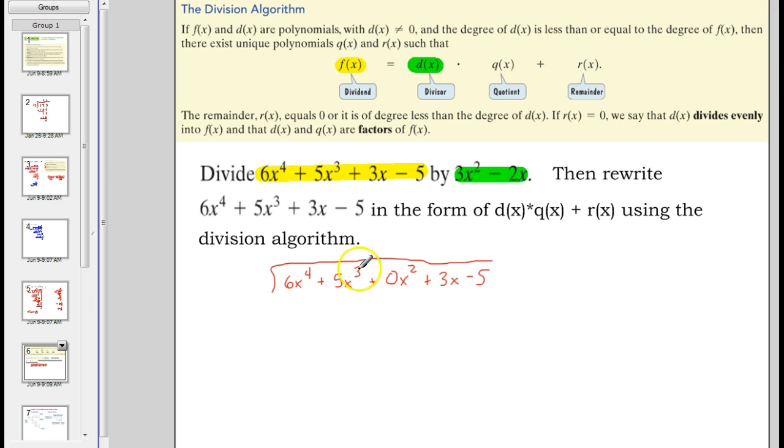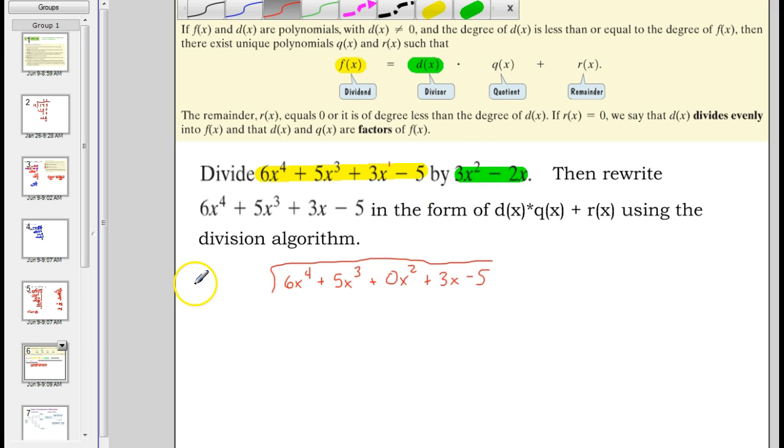Notice when I wrote out my dividend, it skips over from cubes, degree 3 to first degree, and I account for that with the 0x squared. I need a place value for everything in there. It's no different than a number like this. We put a 0 in there as a placeholder because 1052 is not the same thing as 152, so we need that 0 placeholder. We need the same thing for polynomials. If there's no x squared term, we still need to account for it when we do our long division.